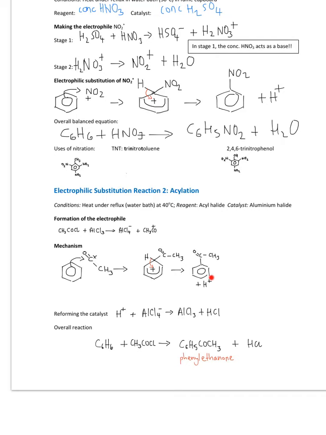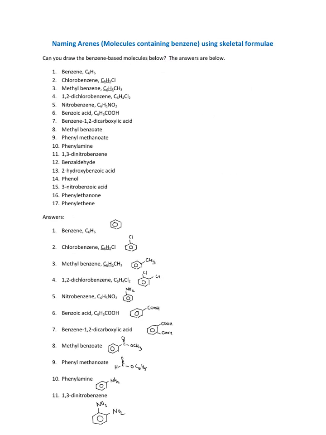The catalyst can reform, so H+ as a byproduct can react with the aluminium tetrachloridoaluminate ion and can reform aluminium trichloride and HCl as a byproduct. And there's the overall reaction. On this slide here you see some names. You may have a little bit of time to try and draw those molecules, and the answers are written underneath, and the rest of the answers are written here.